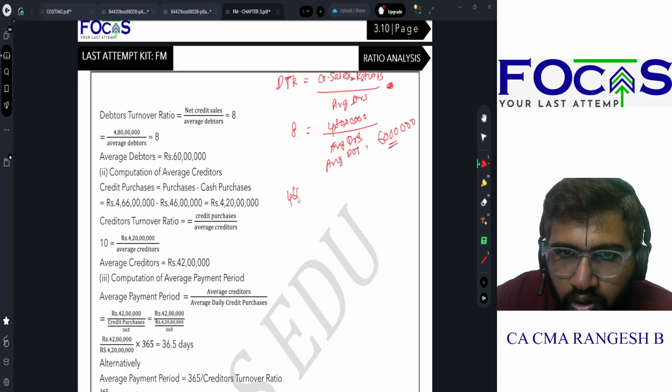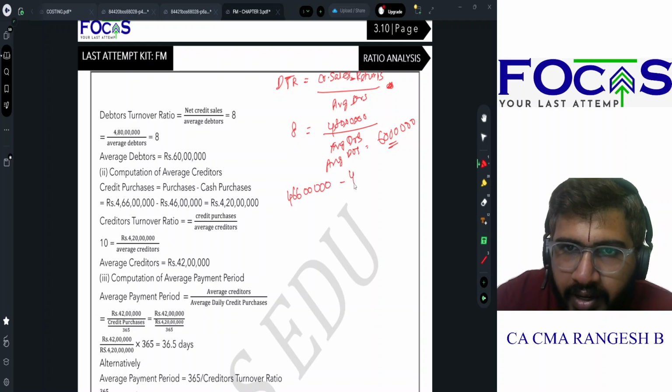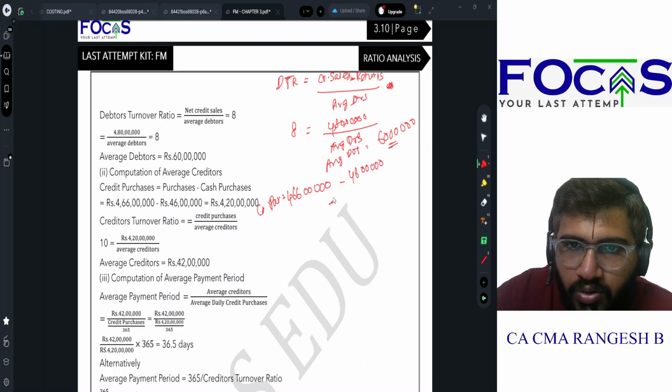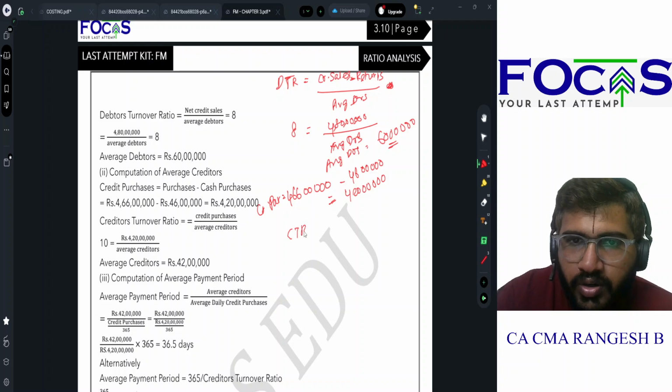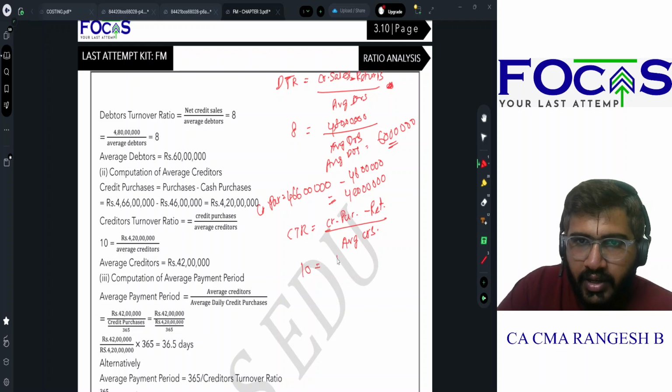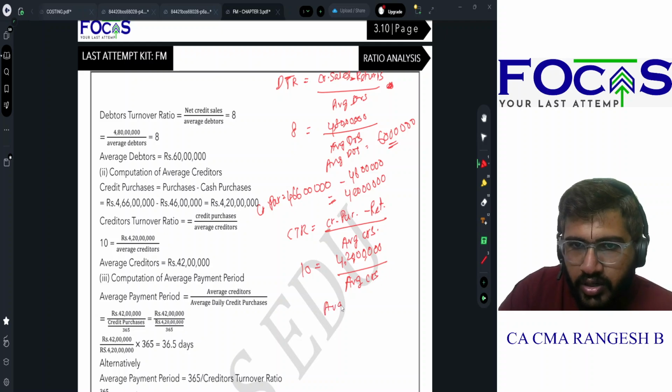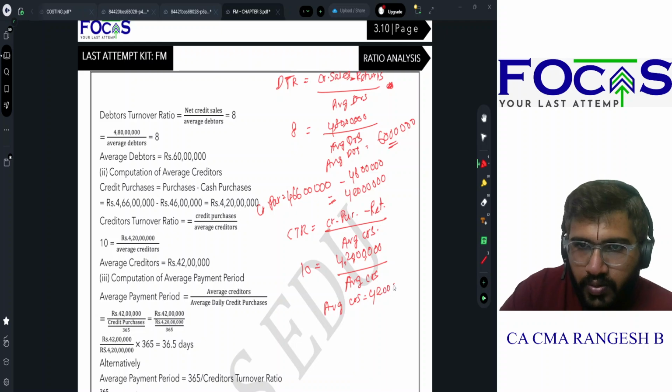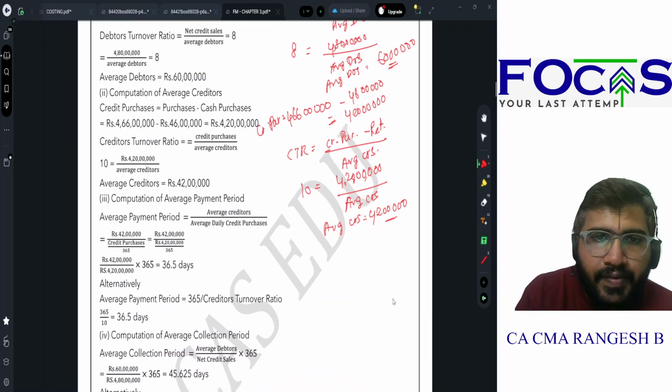Total purchases எவ்வளோ? 4 crore 66 lakhs, minus 46 lakhs is given as cash purchase. So credit purchase எவ்வளோ தான் இருக்கும்? Credit purchase will be 4 crore 20 lakhs. Same formula. Creditors turnover ratio is equal to credit purchases minus returns if any divided by average creditors. So my creditors turnover ratio is how much? 10. Credit purchases is 4 crore 20 lakhs divided by average creditors. So my average creditors will be 42 lakhs.